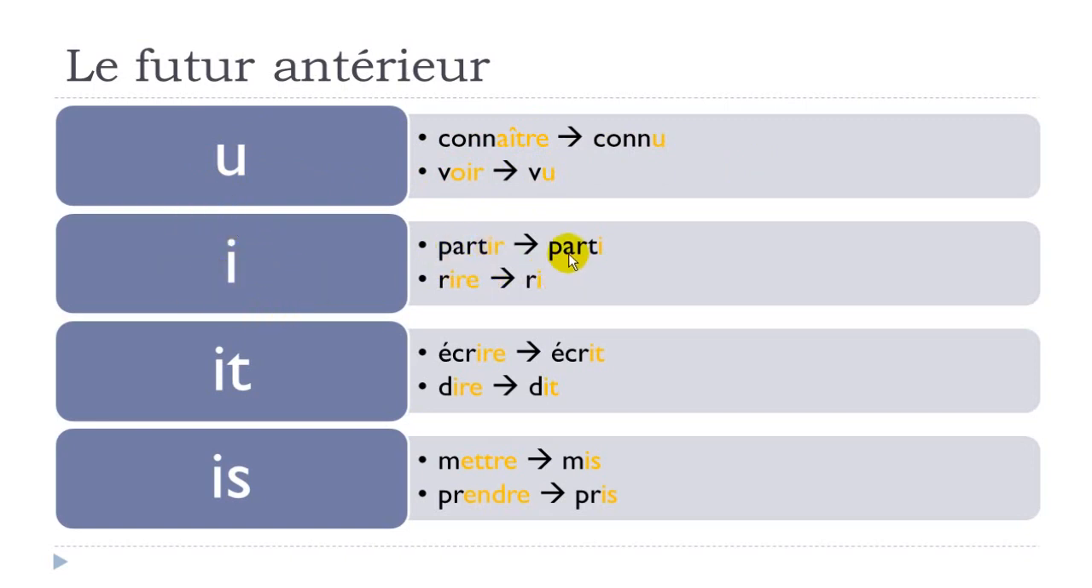Partir, to leave, parti. Rire, to laugh, ri. Then the one ending with it: écrire, to write, écrit. Dire, to say, dit. Okay, and the one ending with is: mettre, to put, mis. And then prendre, to take, pris. All right.